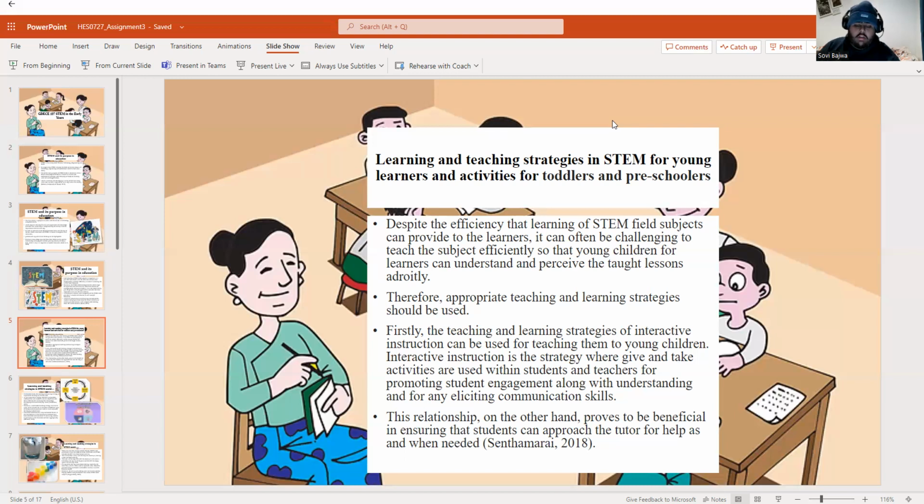Interactive teaching and interactive instructions also have other benefits to a teacher, as it helps the teacher make a better relationship with the young audience and help them whenever they're in need. Because if they can trust you, they will come to you whenever they need you.